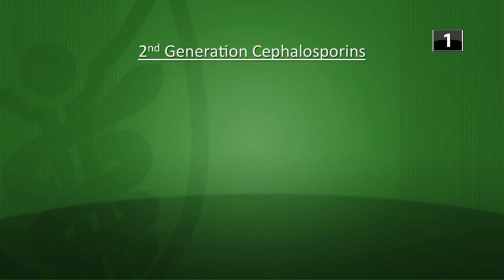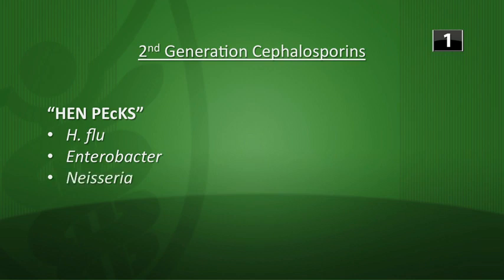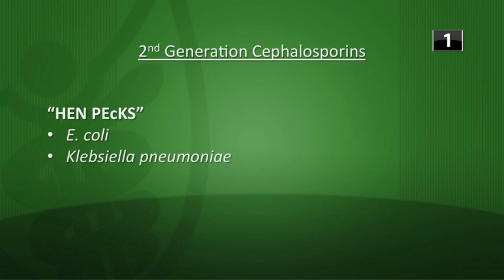Second-generation cephalosporins, a mnemonic that we used was HENPEKS. So that's going to be H. flu, Enterobacter, Neisseria, P is for Proteus mirabilis, E. coli, Klebsiella pneumoniae, and Serratia. And then don't forget the gram-positive cocci, which are also covered by these second-generation cephalosporins as well.